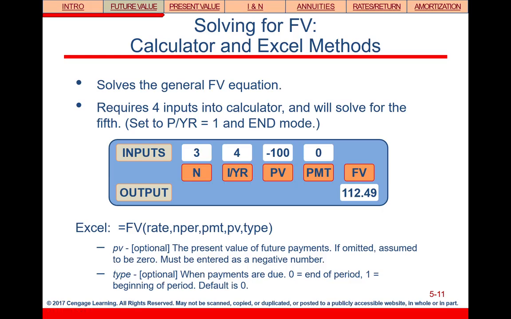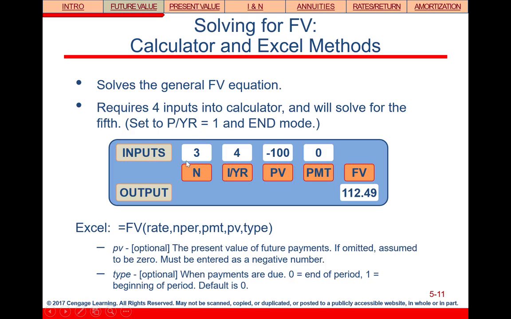So you have to set period per year equal to 1 and be on the end mode, which means all your cash flow is happening at the end of the period, not at the beginning of the period. But we'll discuss this one later, about how to do these settings. And Excel, I will also skip it.